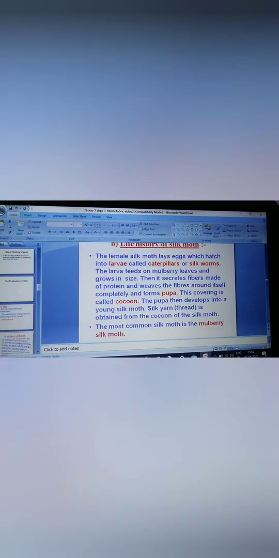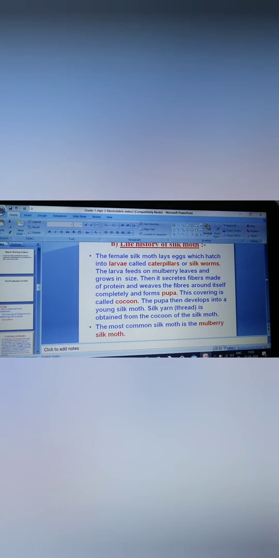Next you will see the life history of the silk moth. The female silk moth lays eggs which hatch into larvae called caterpillars or silkworms. The larva feeds on mulberry leaves and grows in size. Then it secretes fibers made of protein and weaves the fibers around itself completely and forms a pupa. This covering is called a cocoon.